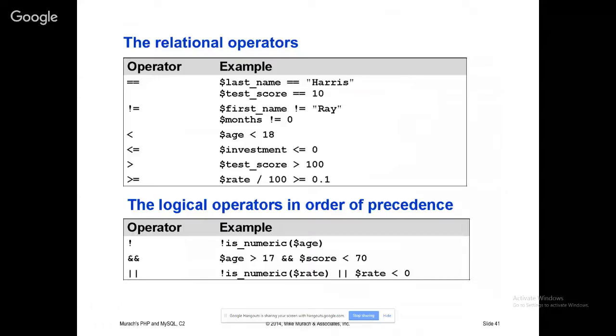So we learned about the arithmetic operators, but you can also use the relational operators to do comparisons between different forms of data. For example, if you wanted to check if the user's name is Harris or a certain test score is equal or, let's say, greater than 50 and so on. These are what we call relational operators. They check relationships between two variables.